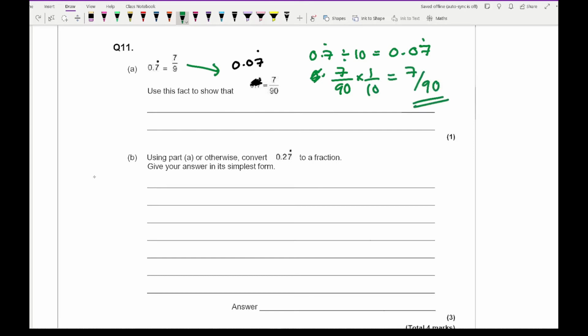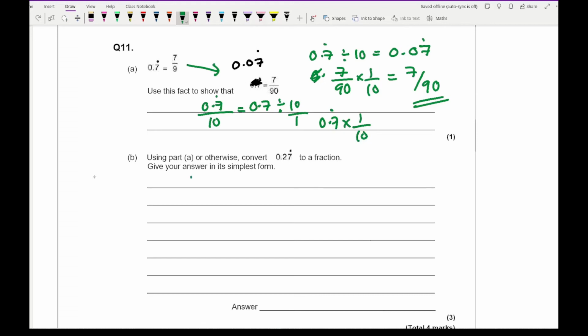Now again, if you're not too sure about where that's come from, well if I do 0.7 divided by 10, then that becomes 0.7 divided by 10, and if I turn that into a fraction, then flip it and it turns to a times, which is where I get that. The next question is using part A, otherwise convert 0.27 recurring into a fraction.